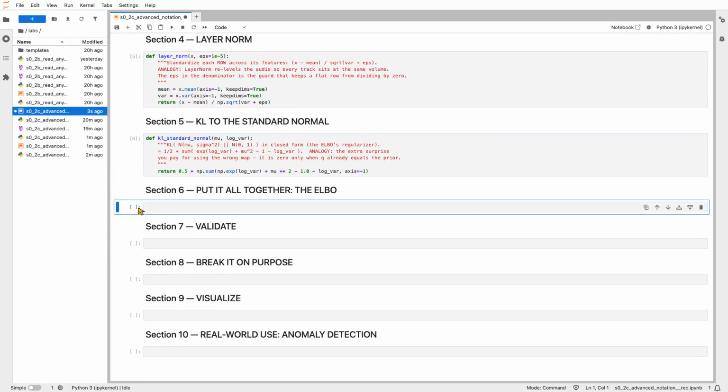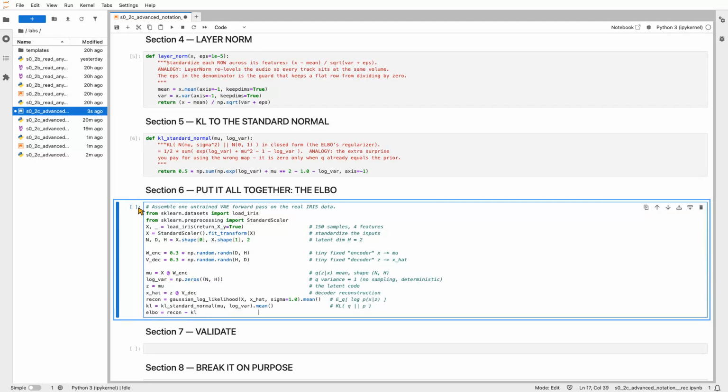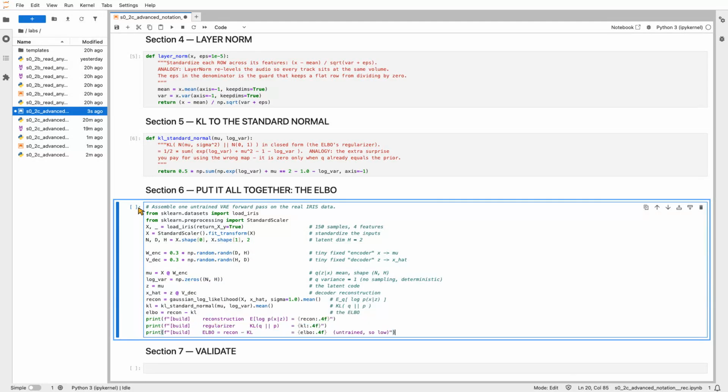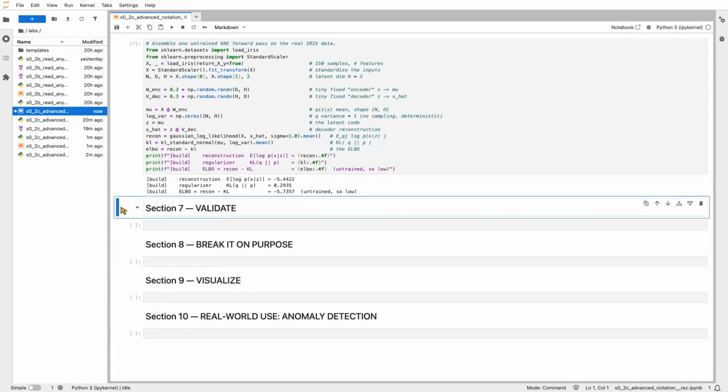Section 6. Put it all together, the evidence lower bound. We run one untrained pass on iris. A tiny encoder maps each flower to a latent Gaussian, and a tiny decoder reconstructs it. The bound is the reconstruction minus the KL. Because it is untrained, the number is low, exactly as expected.